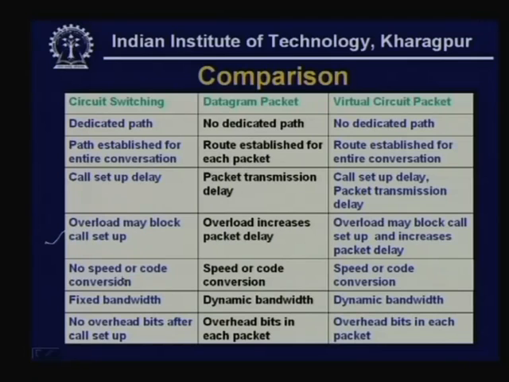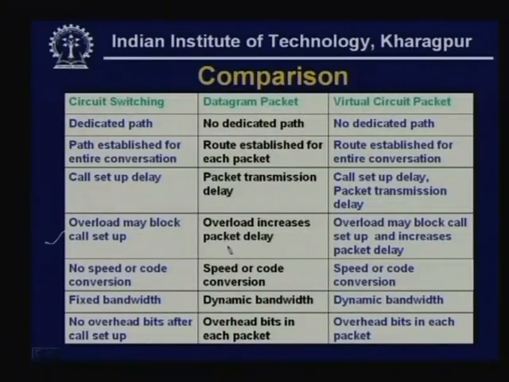Then, as I mentioned, in circuit switching there is no speed or code conversion. Since all the data has to go through the same path, guaranteed bandwidth is provided, big or small, and there is no conversion in between. So, if the sender is sending at the rate of 64 kilobits per second through the entire path, the data will go at the rate of 64 kilobits per second.